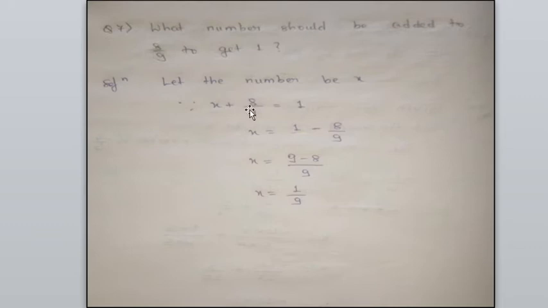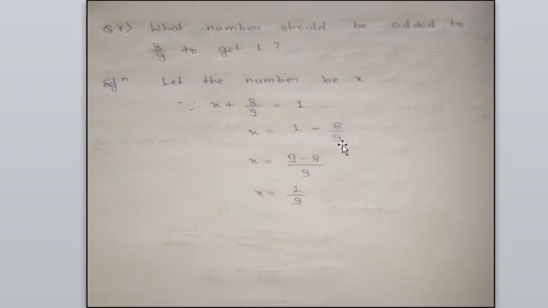Now here x is the variable term and 8 by 9 is the numerical term and 1 is also a numerical term. So we will shift the numerical term to the other side, and as it is given in the form of addition, when we transfer it to the other side it goes in the form of subtraction. So that is x equals 1 minus 8 by 9.